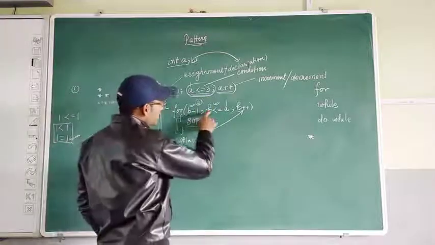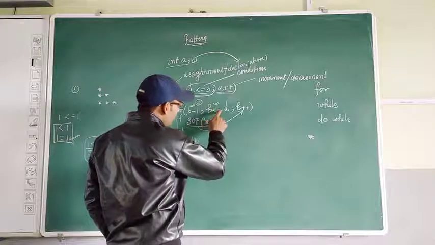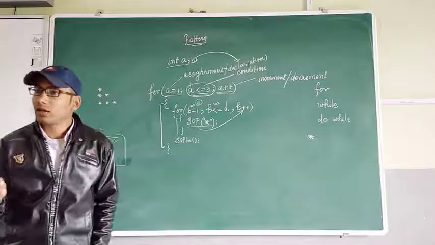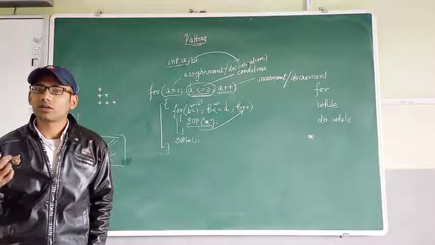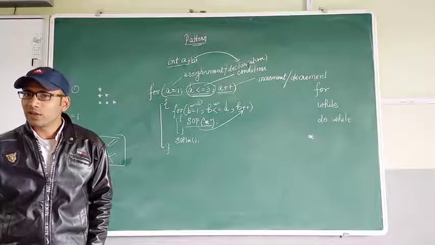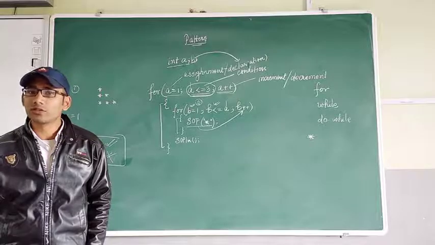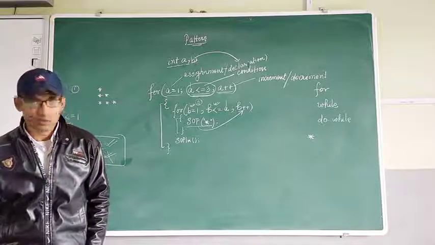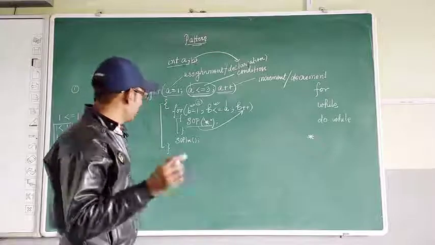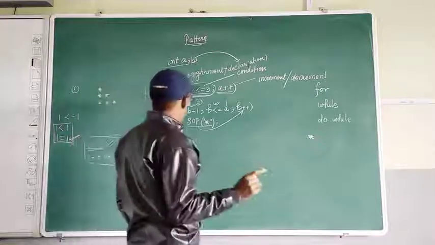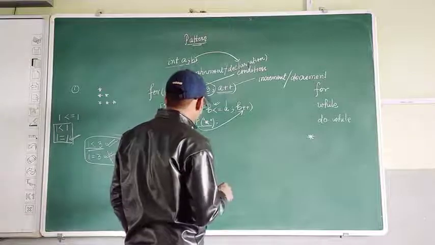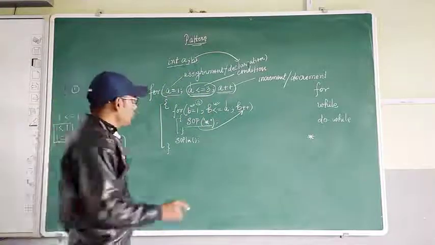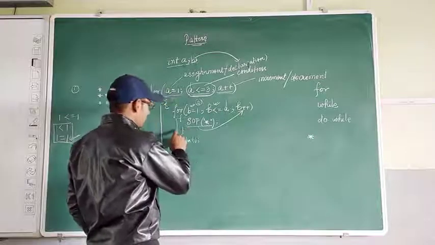So is 2 less than or equal to 1? 2 less than 1, true or false? False. 2 equal to 1, true or false? False. Only one person is answering. Very good. Great in mathematics. So none of the parts is satisfied, right? So it will come out of this.